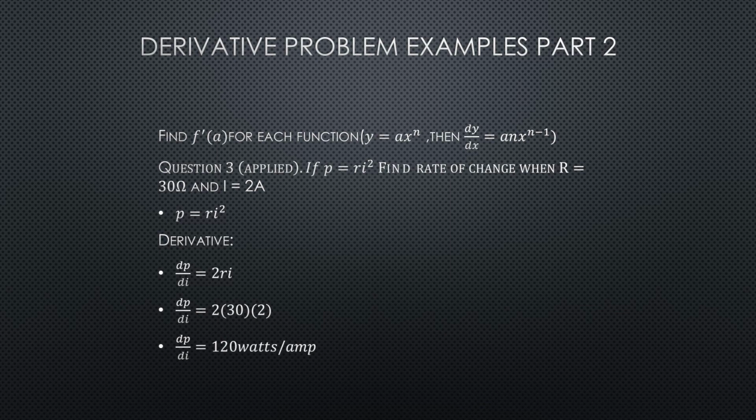Now, if we want to find the specific power at that point, we would drop in our R and our I, which gives us 2 times R times I, which gives us the same answer that we calculated using the second semester way, 120 watts per amp at that point.